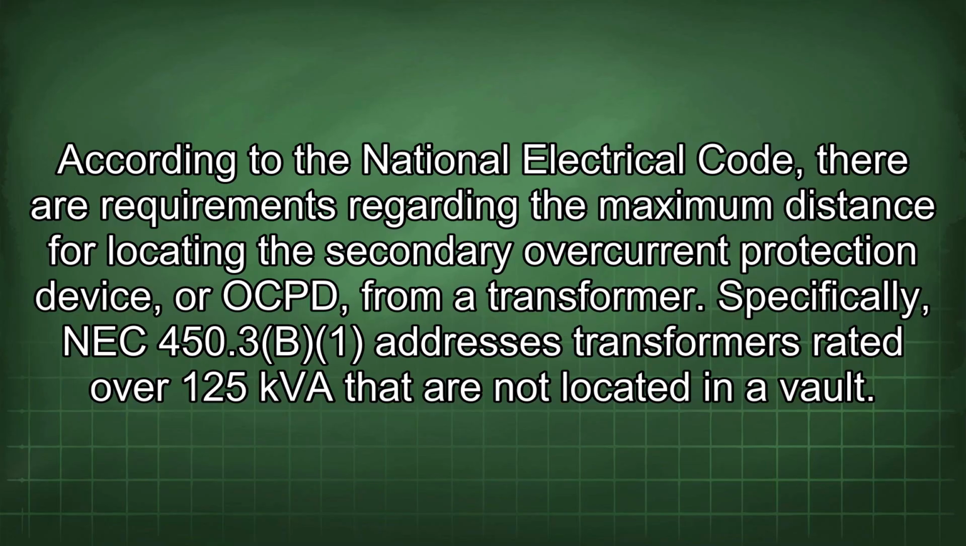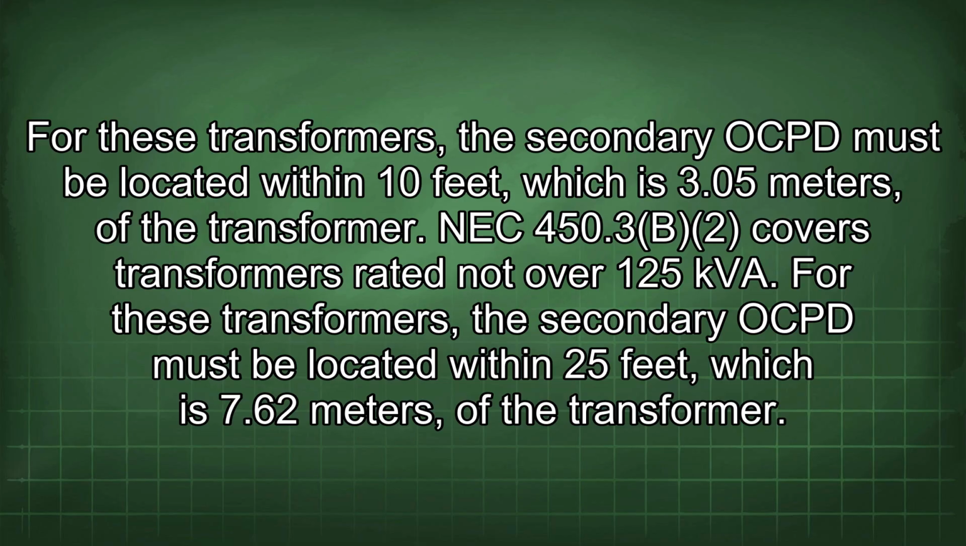According to the National Electrical Code, there are requirements regarding the maximum distance for locating the secondary overcurrent protection device, or OCPD, from a transformer. Specifically, NEC 450.3 addresses transformers rated over 125 kVA that are not located in a vault. For these transformers, the secondary OCPD must be located within 10 feet, which is 3.5 meters, of the transformer.